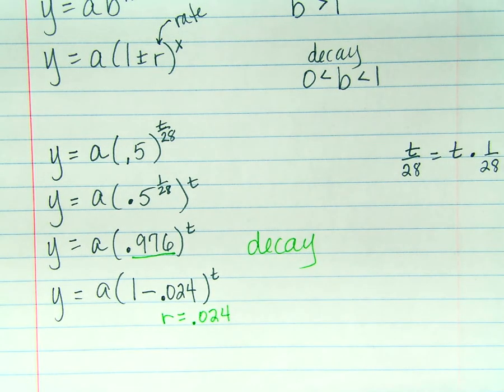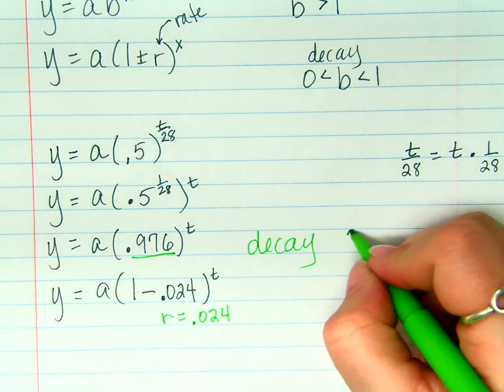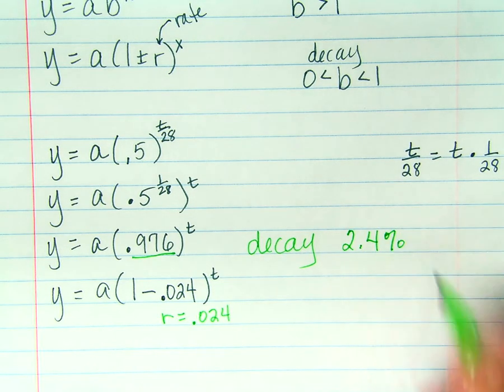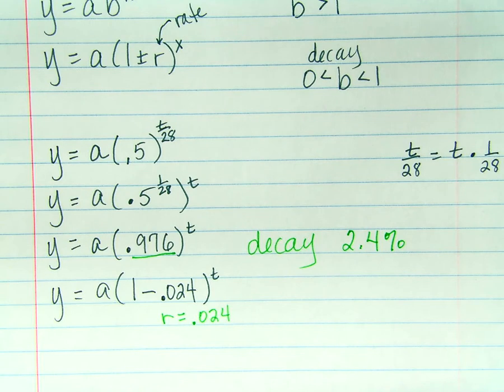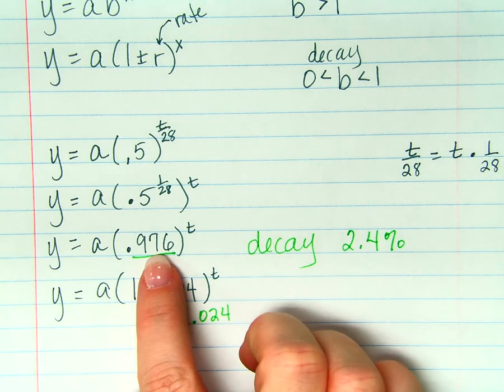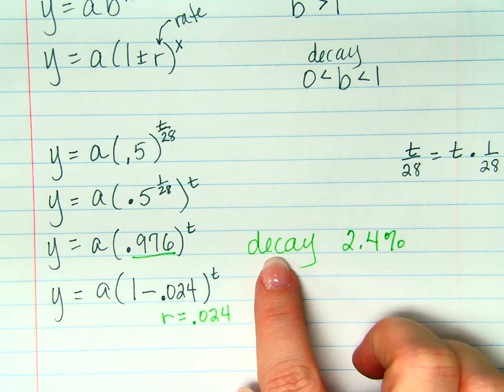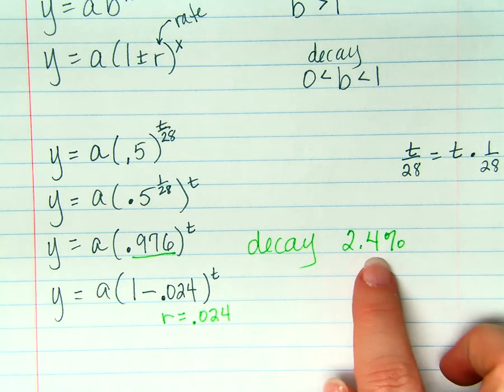Except anytime we're asked about a rate, how are we asked about that rate? Think back to the problems we did about borrowing money for a college loan, or think back to the problem we did about buying a car and it depreciating in value. Oh my gosh, it was a percent, wasn't it? It doesn't say 0.024. What does it say instead? 2.4%. So we know that this is decay because this is less than 1, and that it decays at a rate of 2.4%.